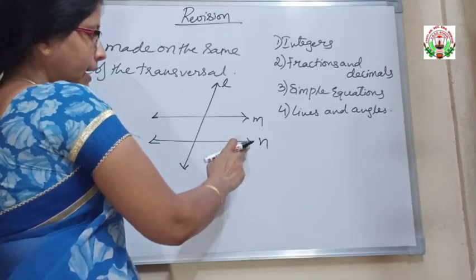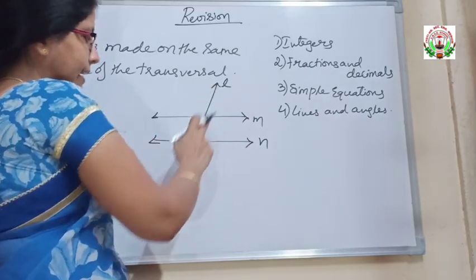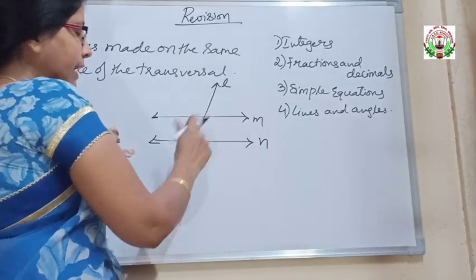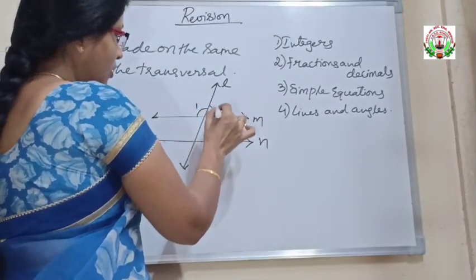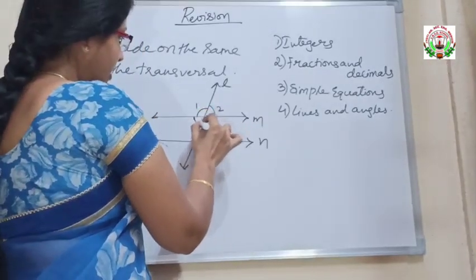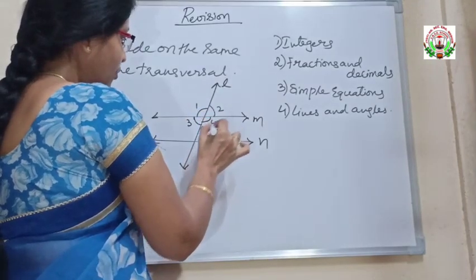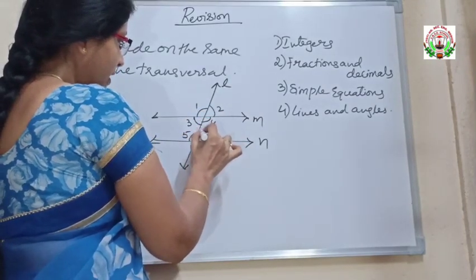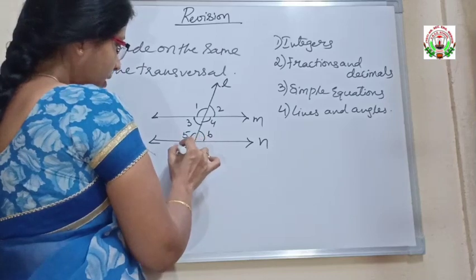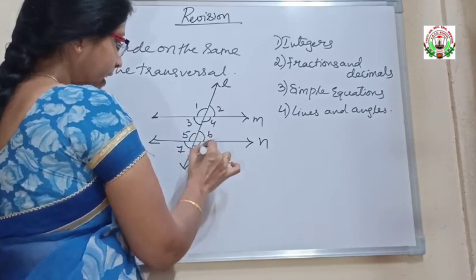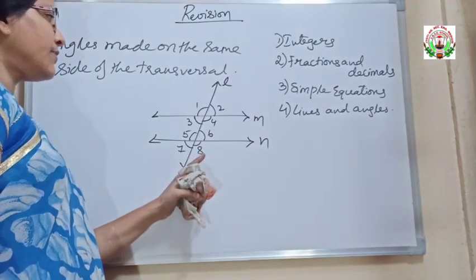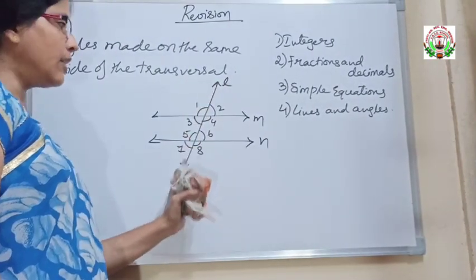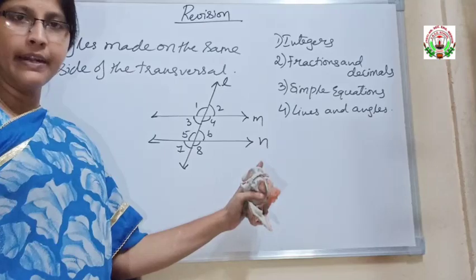Here M and N are two parallel lines and L is a transversal which makes angles 1, 2, here 3, here 4, here 5, here 6, here 7 and here 8. These are the 8 angles which are made by the transversal on two parallel lines M and N.